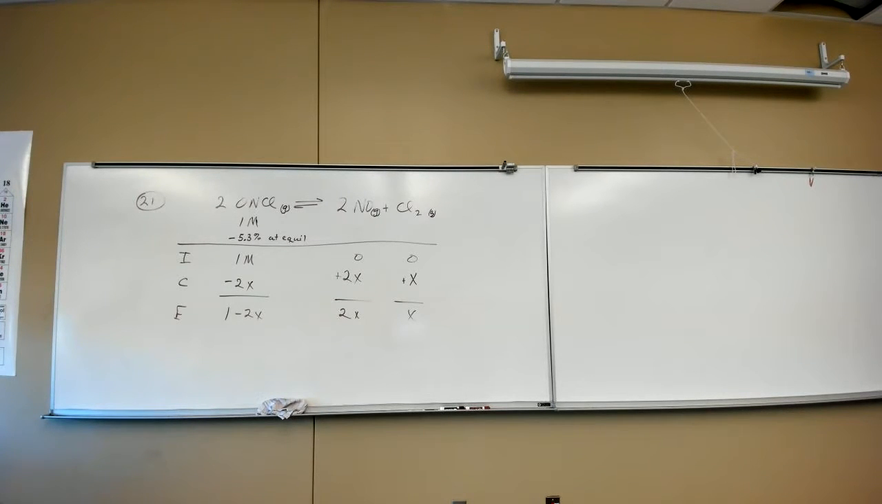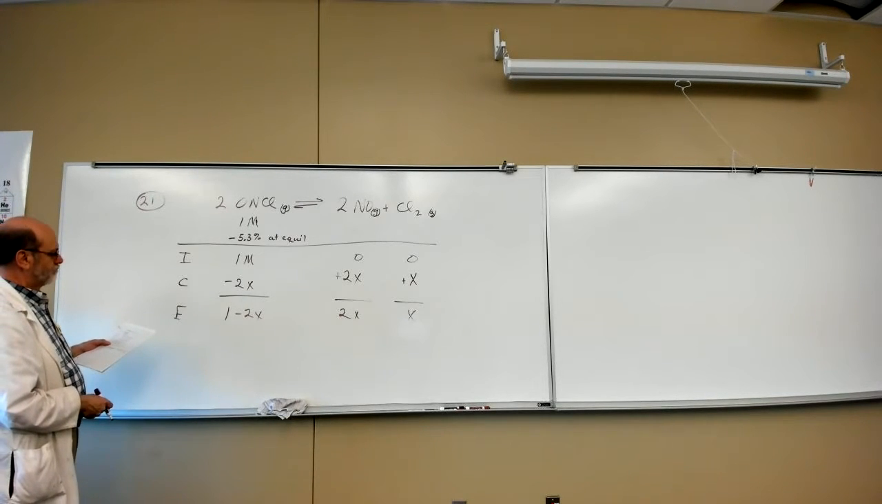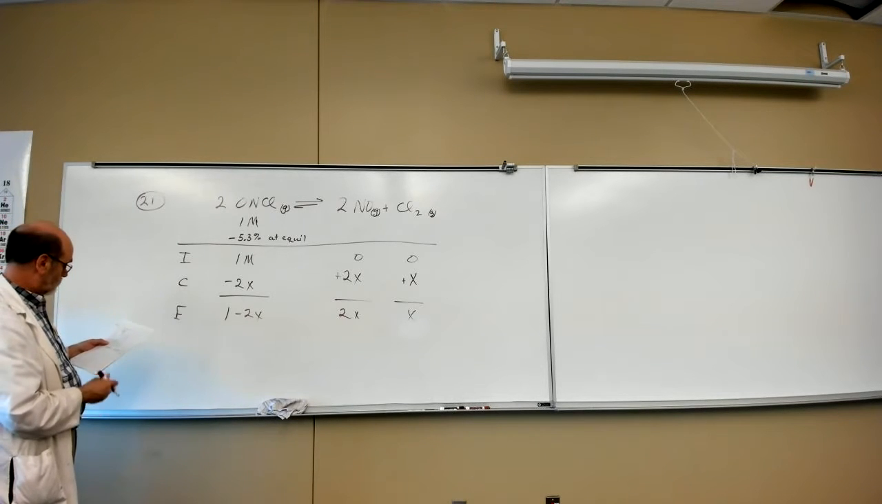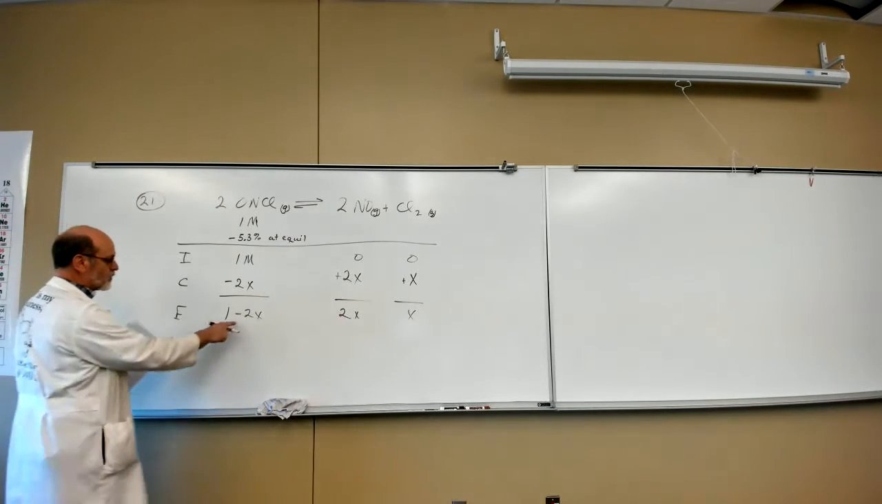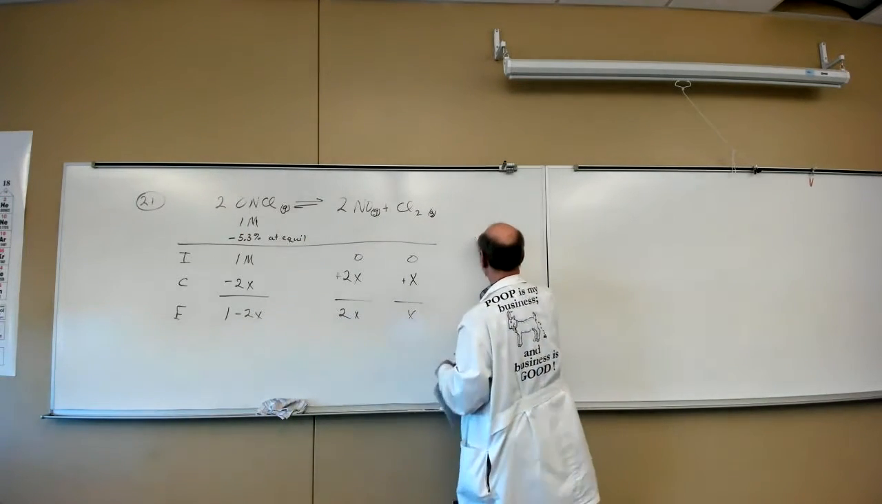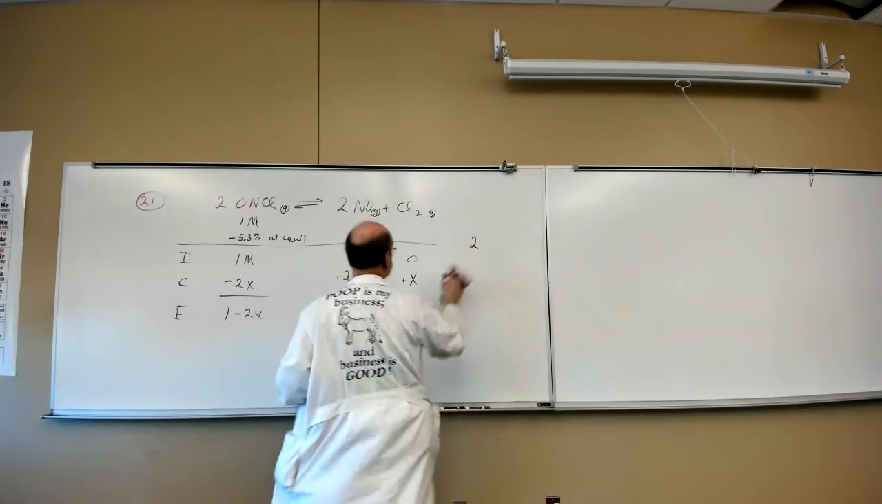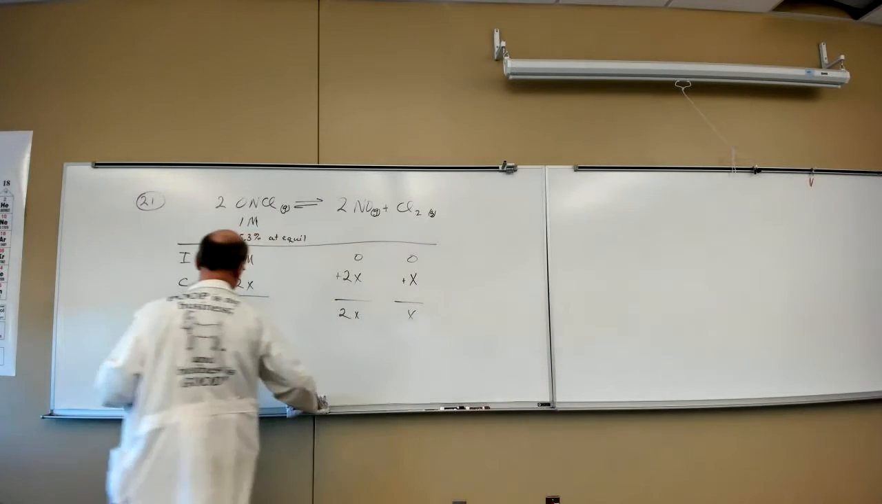Why can't you do, well, if initial is 1 molar and we know that at equilibrium we've lost 5.3%, can you not just say 1 minus 5.3% for equilibrium under that? Does that not work? Yeah, so 2x, right. So could it be 0.947 in that column for equilibrium? Yes.